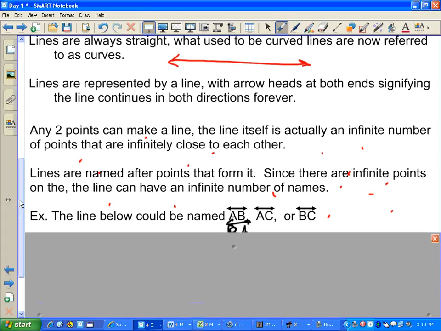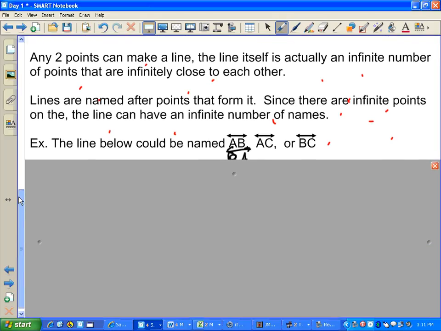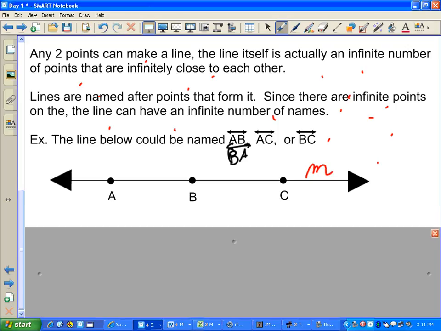So any 2 points can make a line. Each line has an infinite number of points, which I talked about. Lines are named after the points that form it. So if I've got this line below, I can pick any 2 letters that are on it and name it according to those 2 letters. And it doesn't matter which order the letters go in. So up here I could call it AB, because A and B are on the line. I could call it A and C.